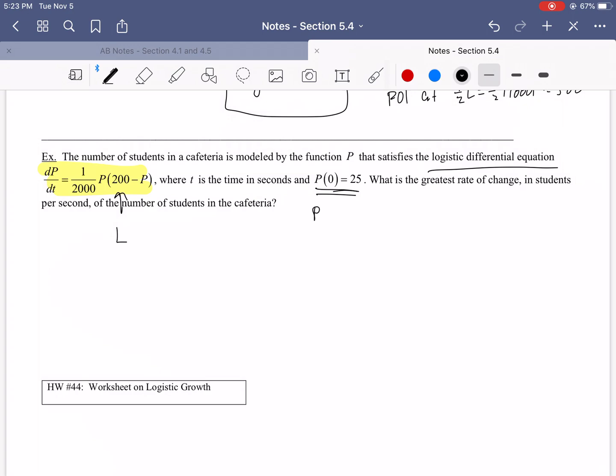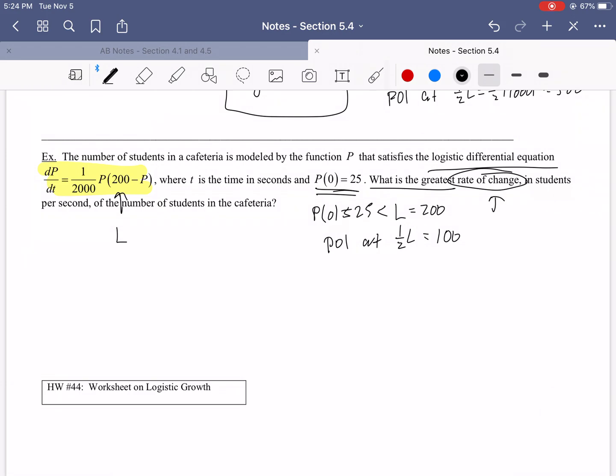So I see that p of 0 is equal to 25, which is less than my carrying capacity of 200. And so that means I am going to have a point of inflection at 1/2 of L, which will be 100. The question is asking, what is the greatest rate of change of students per second of the number of students in the cafeteria? Now, here's where it gets tricky.